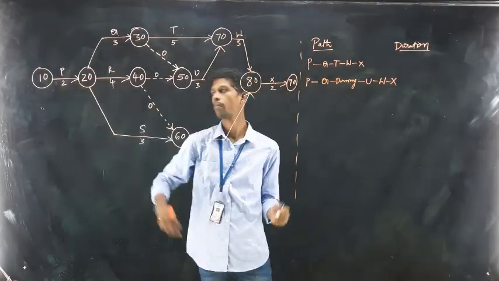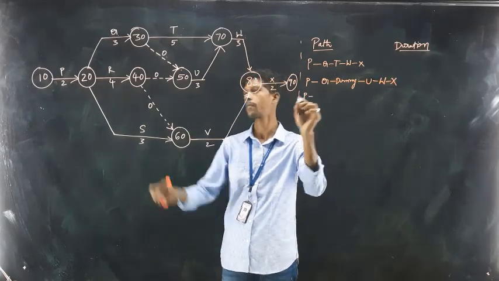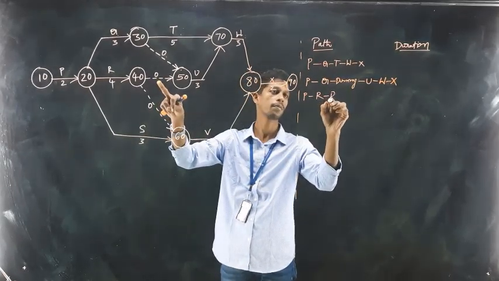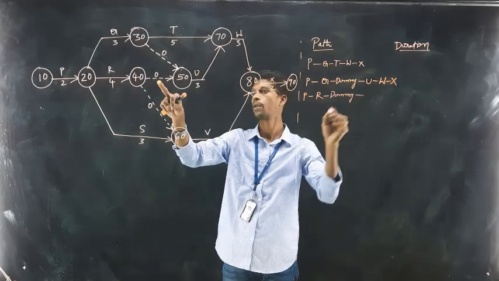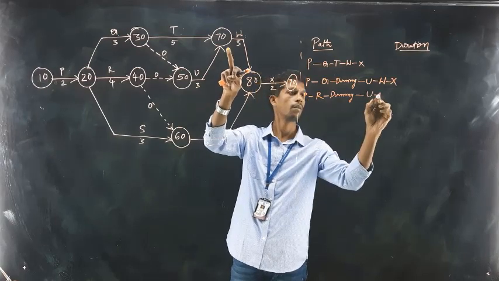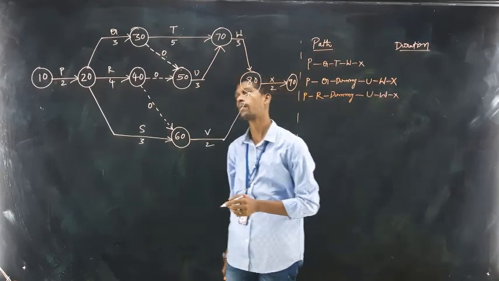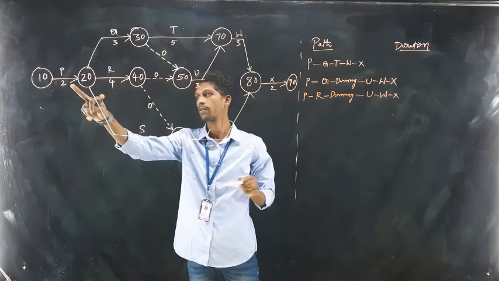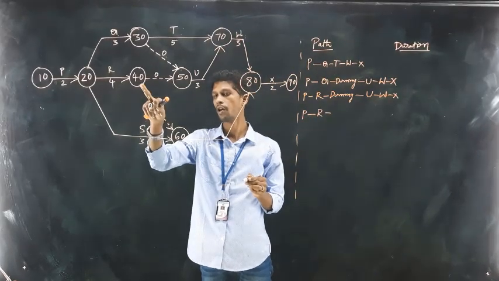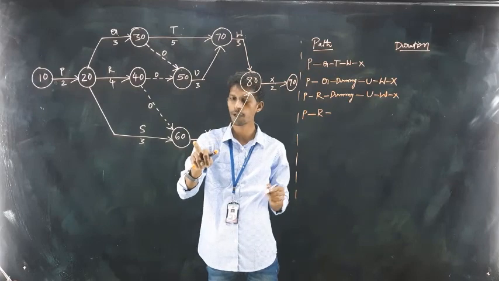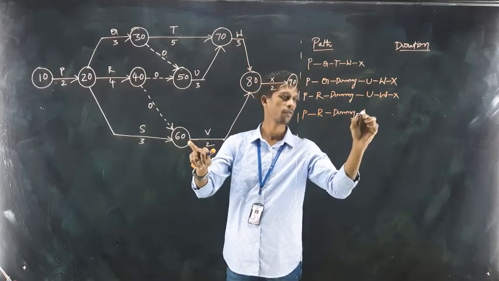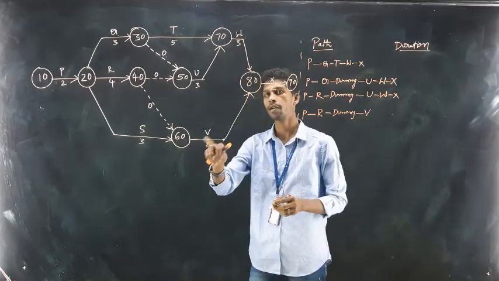Come to the middle one. It starts from P, followed by R, followed by the dummy, then U, then W, then X. The next one: P follows R, then there is a dummy from R to V, and the dummy is followed by V, and V is followed by X.